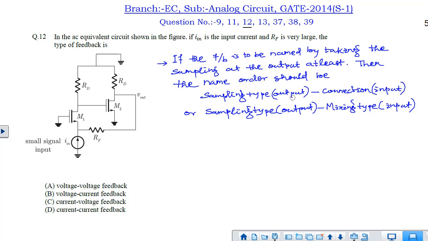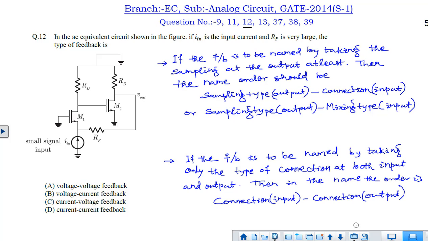That is, sampling type at the output with connection at the input, or sampling type at the output with mixing type at the input. But if the connection is mentioned instead of sampling or mixing, then the input connection will come first, then the connection of the output second. So in this way also it can be named. So the feedback name can be written in three forms.